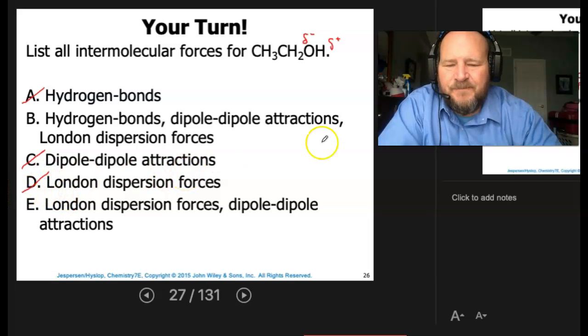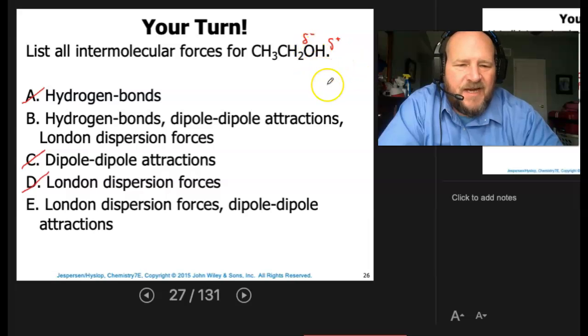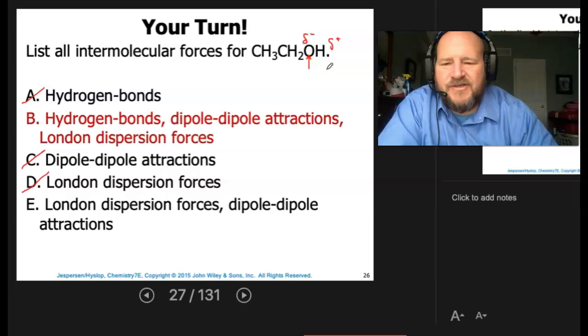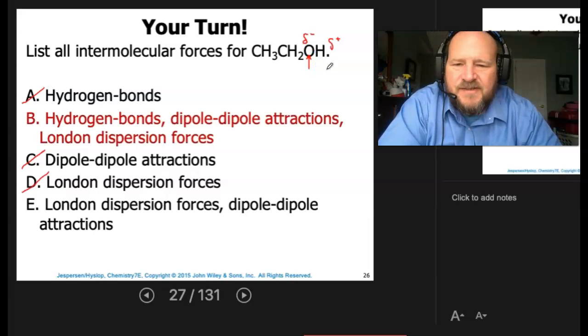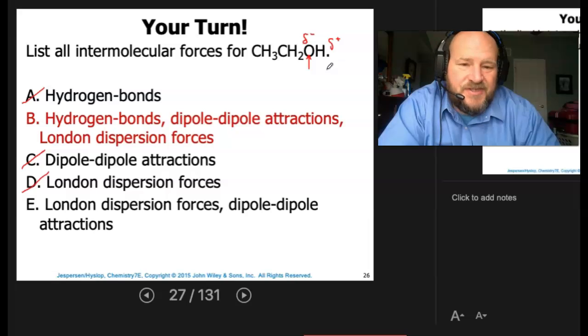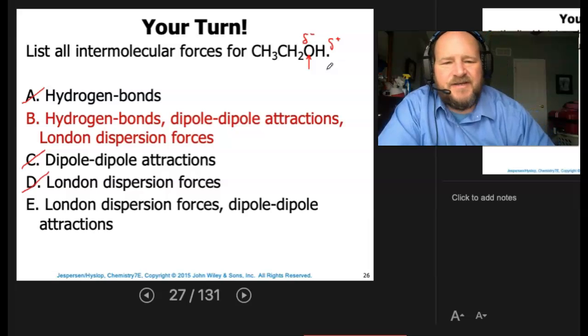Last but not least, is that dipole going to be able to give us a hydrogen bond? Remember, that's a dipole interaction that's exclusively hydrogen with either oxygen, nitrogen, or fluorine. We do have the oxygen, and therefore our answer would be B: hydrogen bonds, dipole-dipole attraction, which is the hydrogen bond, and then London dispersion forces.